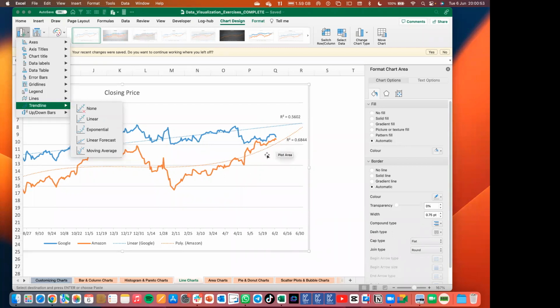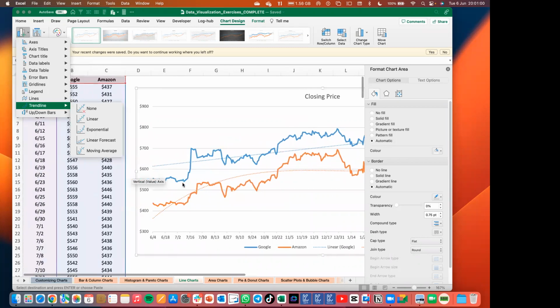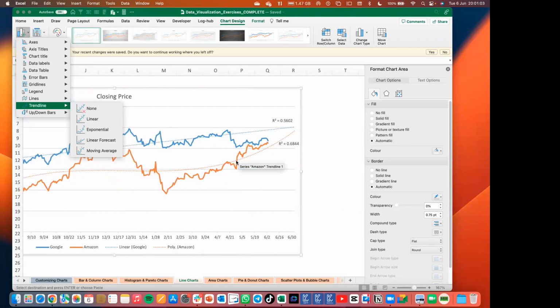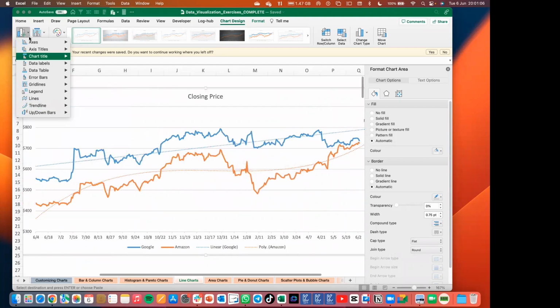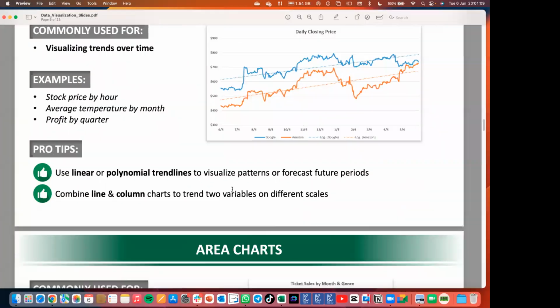Then it also depends on the data you have. So this one was using a polynomial because they were looking out for a certain factor, a relationship between Google and Amazon. So we shall look at how we add all those elements. I think we know that well, that we always have to use the two types of trend lines to visualize patterns or forecast future periods. Then there is a combined line and column charts to trend two variables of different scales.